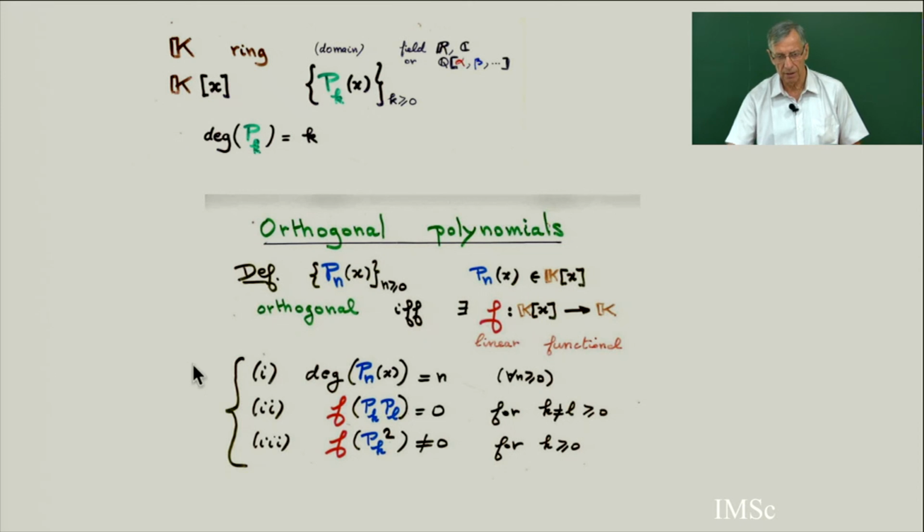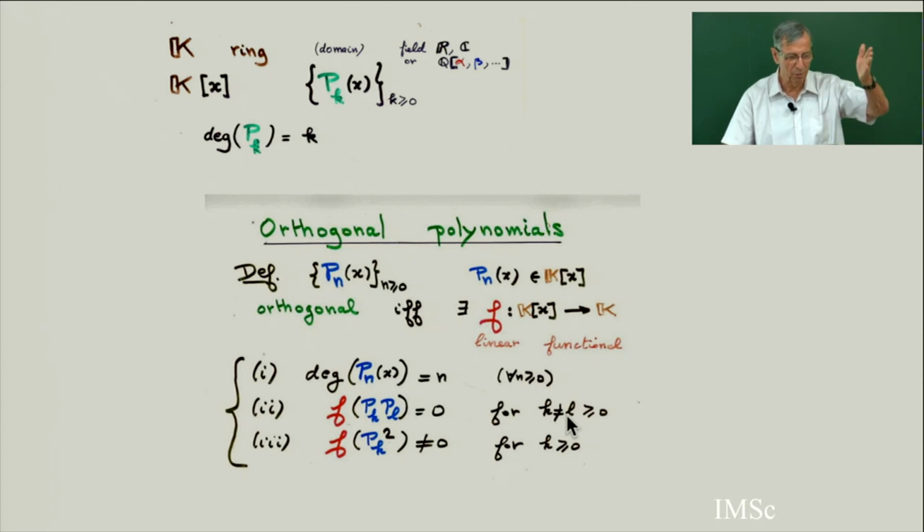And it satisfies these three conditions: 1, 2, 3. So the degree of P_n for each n is n. Second condition, if you take the functional F of the product P_k P_l, it equals 0 if k is different from l. So this is the orthogonality.